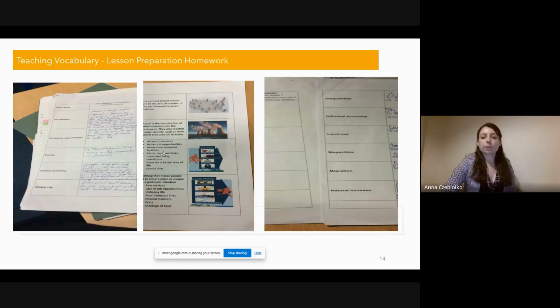Lesson preparation homework. These are visual examples of what our students did when they were preparing the definitions. Some of them were writing definitions, some others were using pictures. And again, when they came back to the lesson with such knowledge, they could even be asked about definitions of subwords. So for teachers, there's also an opportunity to address any misconceptions, to get the students to actively answer questions.